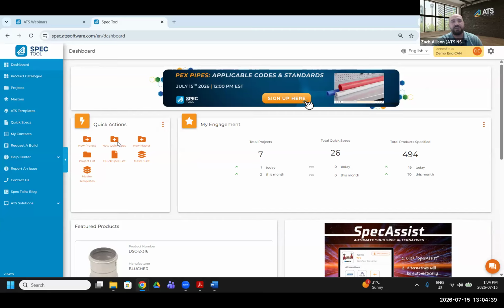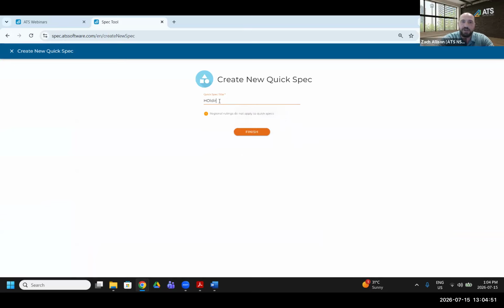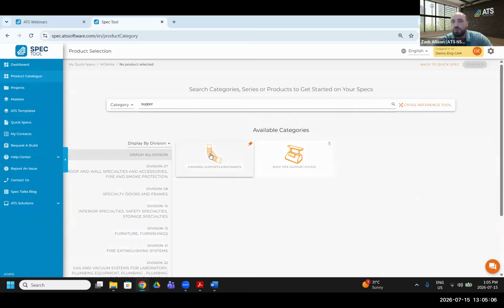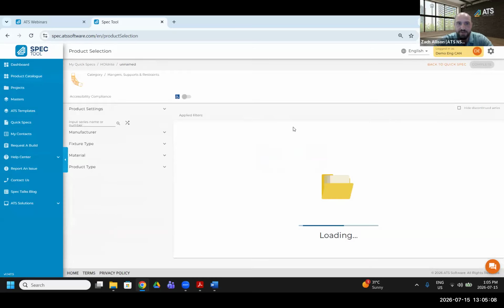And then your day-to-day jobs, if you're just looking for a simple pipe spec, or Mark mentioned the pipe support from HoldRite. If you're looking for that, we could go into HoldRite and create a quick spec. It's a simple title. There's not much that's needed here. We are not selecting location. We're not selecting application. So this is really just a generic selection. There's no rule engine applied to this.